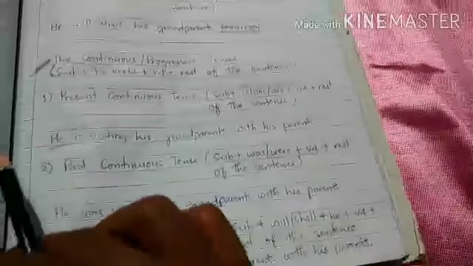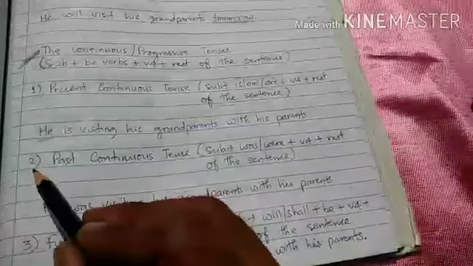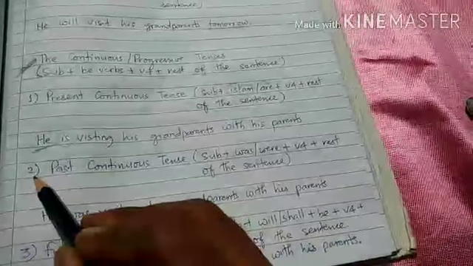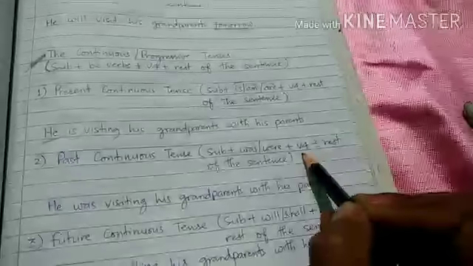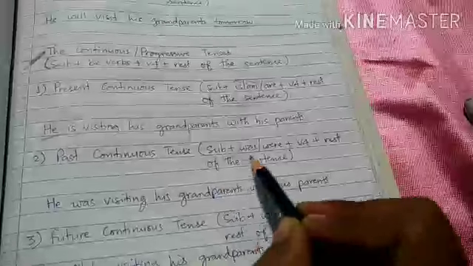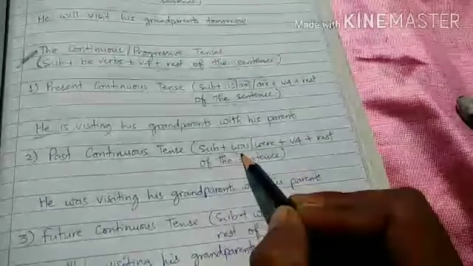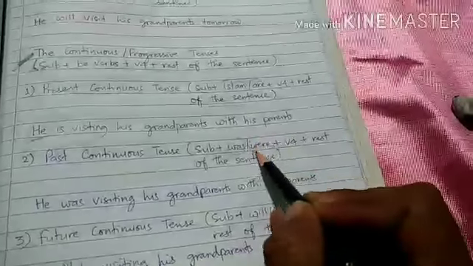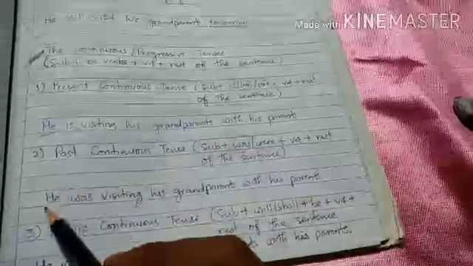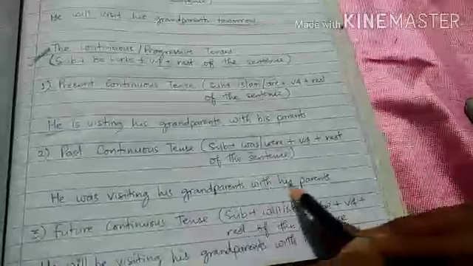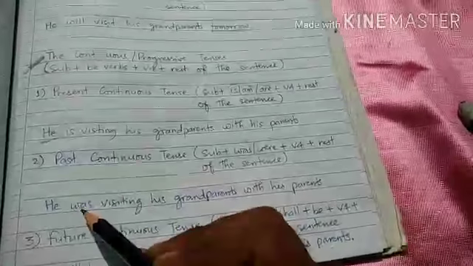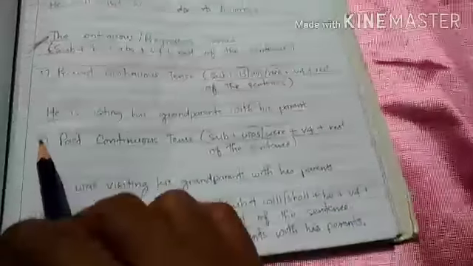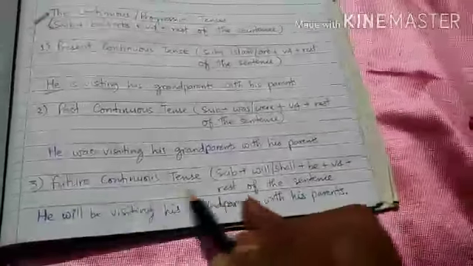Now let us come to the past continuous tense. Past continuous tense, subject plus was or were plus B4 plus rest of the sentence. Was if the subject is singular, were if the subject is plural. Okay, now he was visiting his grandparents with his parents. Same sentence I am changing here into past continuous tense. Understood?